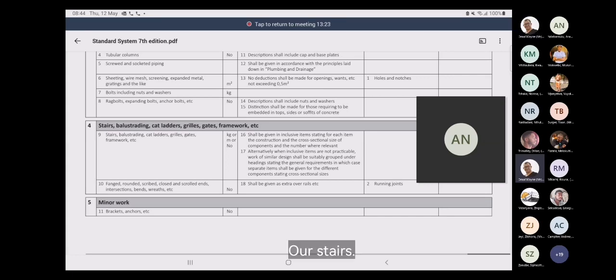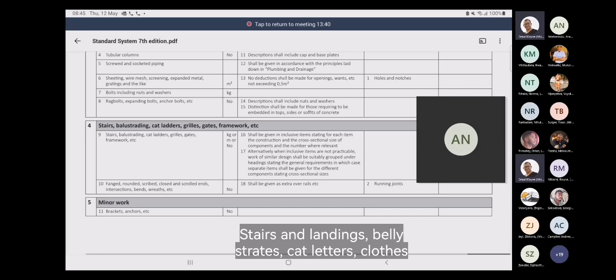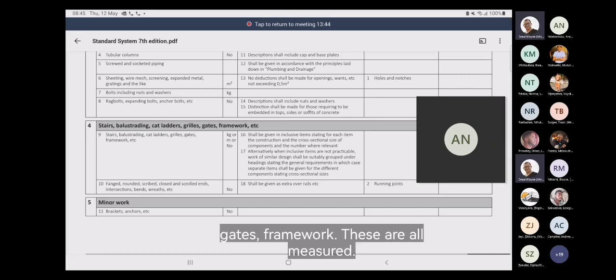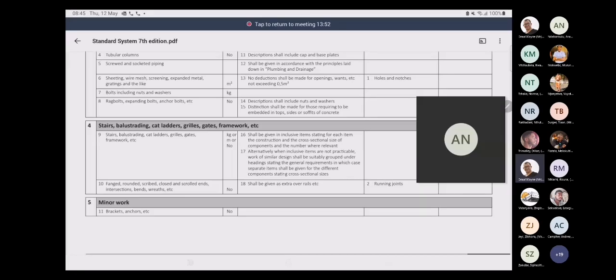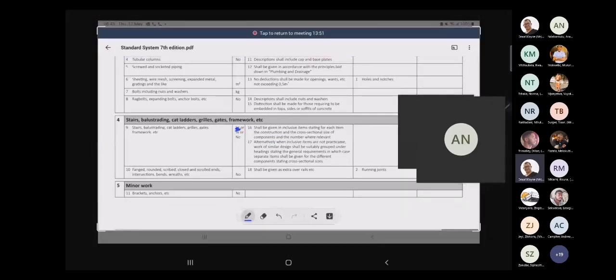Our stairs, balustrading, cat ladders, grills, gates, framework, etc. Now, when dealing with stairs and landings, balustrades, cat ladders, grills, gates, frameworks, these are all measured. And we'll see here the unit of measurement that we have: either measured in kilogram, or measured in meters, or measured in number.